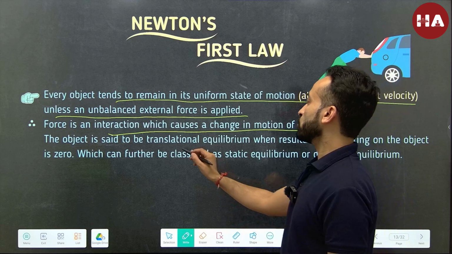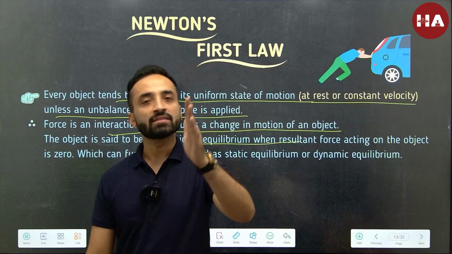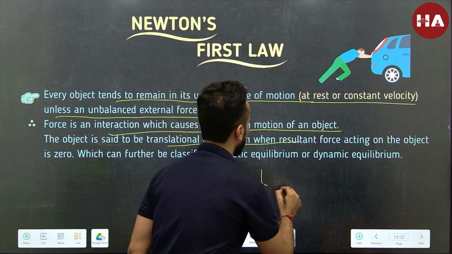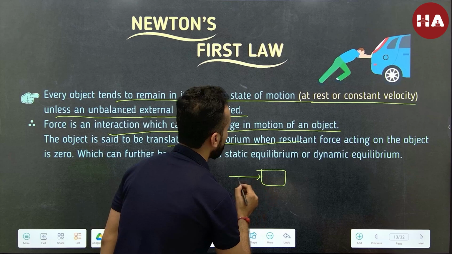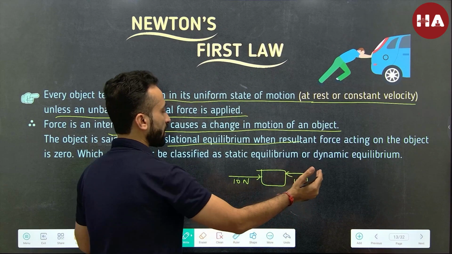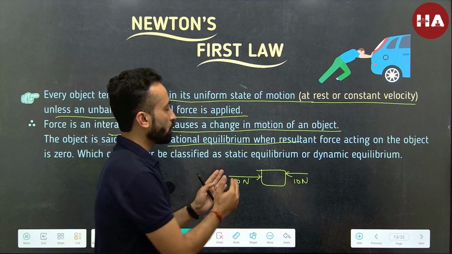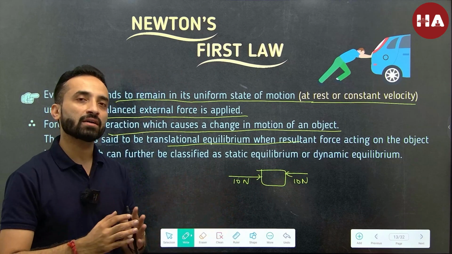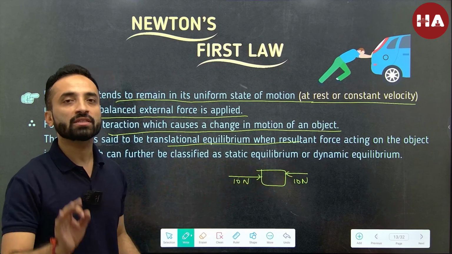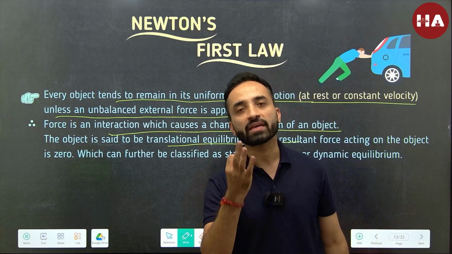The object is said to be in equilibrium when the resultant force acting on the object is 0. Now, what does this mean? Imagine there is a block, and we are applying two equal forces of 10 Newton. Let's say two people are pushing the block, one to the right and the other to the left. In this case, the block is under the impact of balanced forces. So 10 Newton and 10 Newton, the net force becomes 0, and in such a case, we call that object to be in equilibrium.